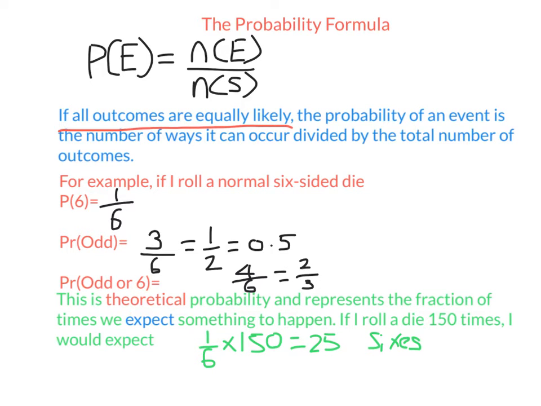That's what probability is. I expect if I roll a die heaps of times, I would get an odd number or a 6 2/3 of the time, and I would get an odd number half the time. It's not necessarily what actually happens, it's just the fraction of times we expect something to happen.